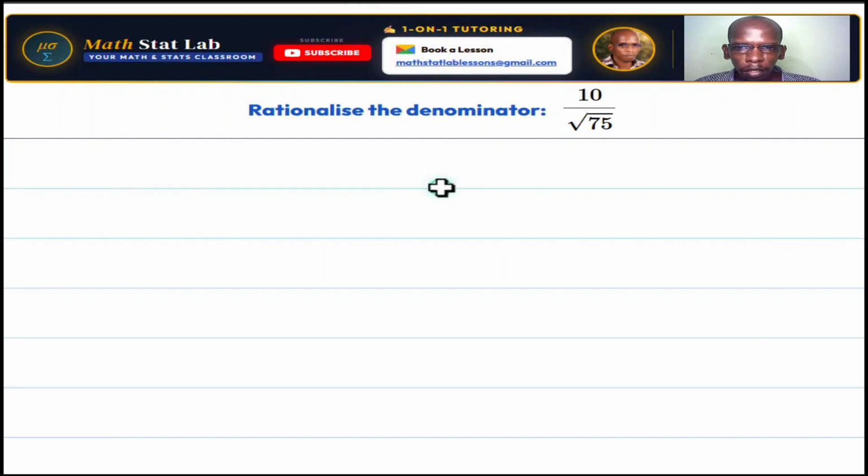In this question, we are told to rationalize the denominator of 10 divided by the root of 75. So first of all, before we rationalize the denominator, we need to simplify the root of 75 because it is too big. We can simplify it to manageable values. The first step is to find factors of 75.